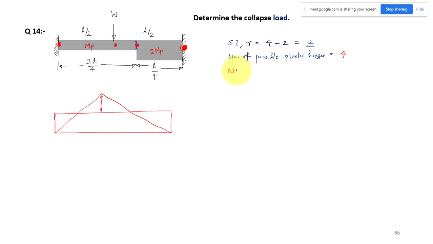So then I can find the number of mechanisms. The number of mechanisms is 4 minus 2, that is, number of possible plastic hinges minus static indeterminacy. So the number of mechanisms is equal to 2. So 2 mechanisms are possible.